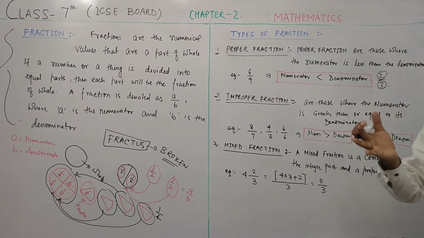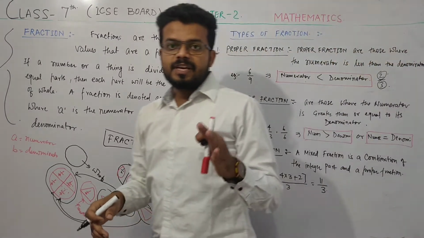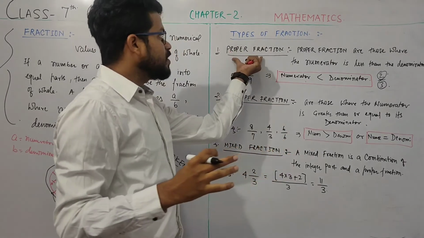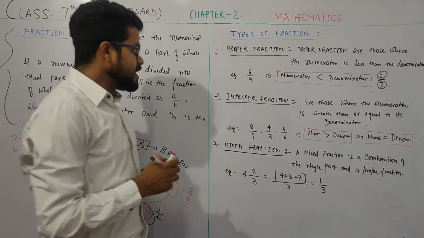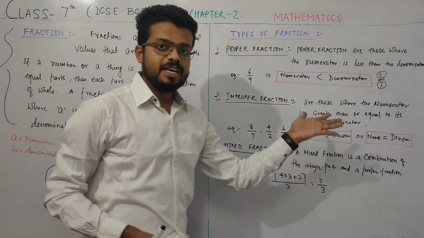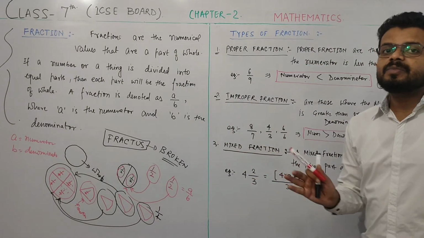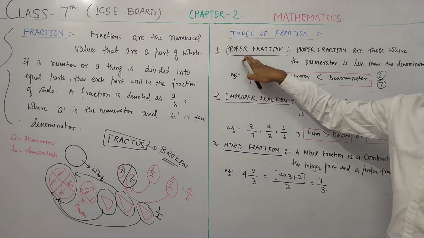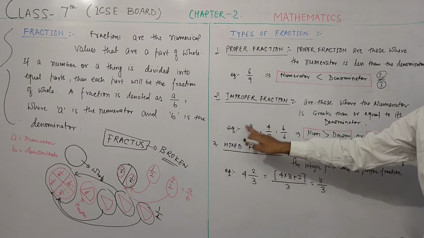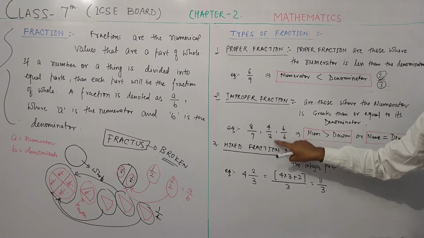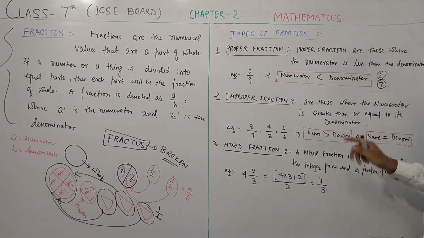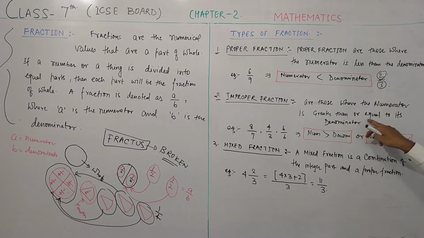Whenever you get a fraction in which the denominator is more than the numerator, that fraction is called a proper fraction. Now come to the next, improper fractions. Improper fractions are those in which the numerator is greater than the denominator. It is just the opposite of a proper fraction. So here 8 by 7, the numerator is greater. 4 by 3, the numerator is greater. 6 by 6, it is either greater than or equal to.